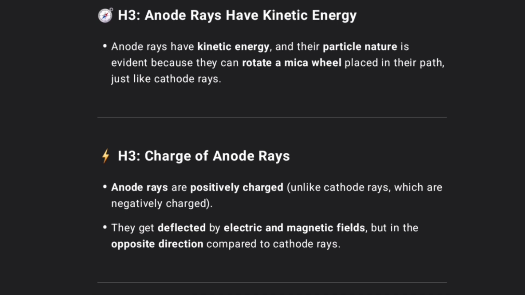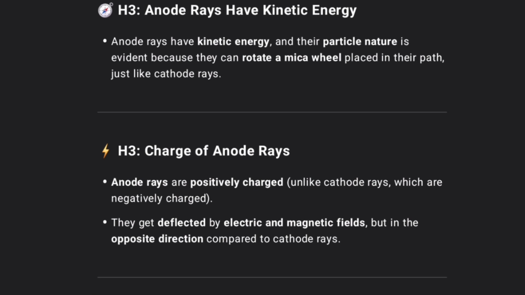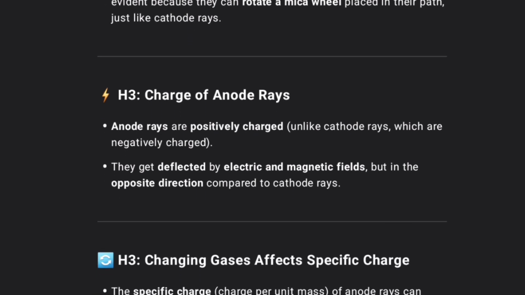Charge of anode rays. Anode rays are positively charged, unlike cathode rays, which are negatively charged. They get deflected by electric and magnetic fields, but in the opposite direction compared to cathode rays.